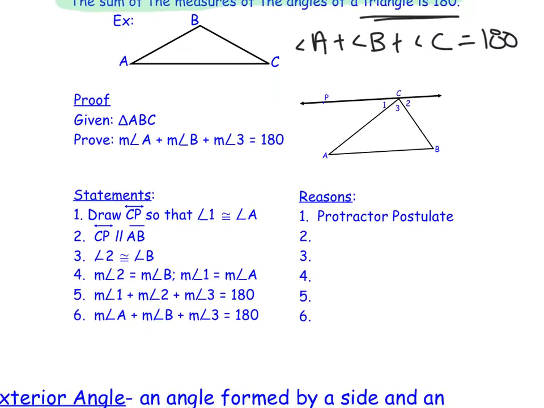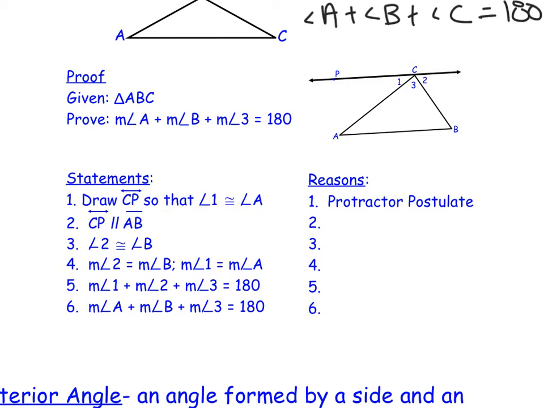So when we are looking at this next proof here, it says that we are given triangle ABC. So they have that filled in for you there. And it wants us to prove the measure of angle A plus the measure of angle 2 plus the measure of angle B plus the measure of angle 3 equal 180. So that means we're looking at these three angles here. We're going to use our angle relationships to prove that those three angles are going to all add up to 180 degrees.